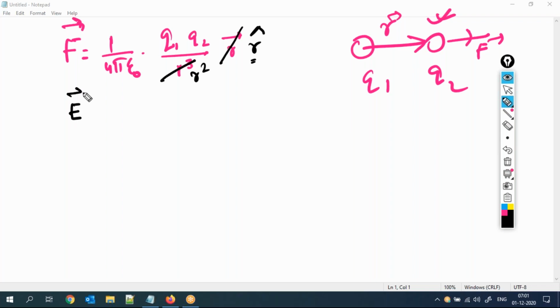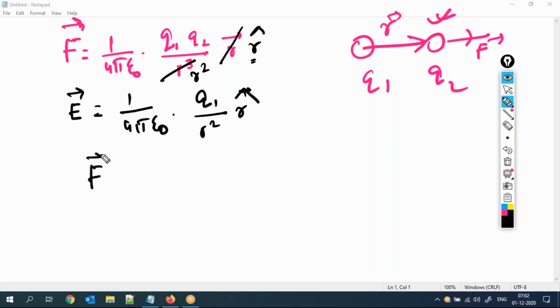Field is 1 by 4 pi epsilon naught Q1 by R square and in the direction of R. Any question, anybody? No, sir. Force equal to QE, right? Yes, sir.